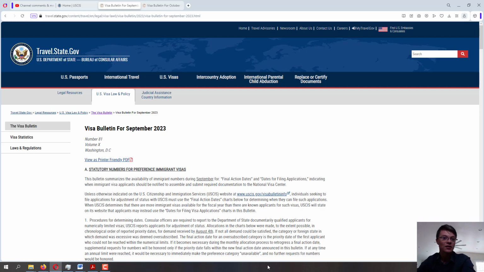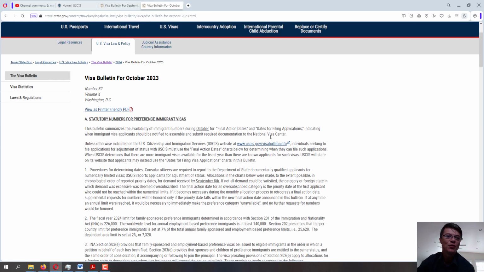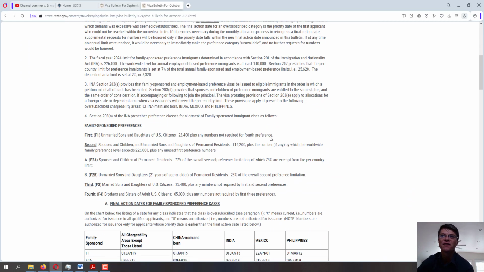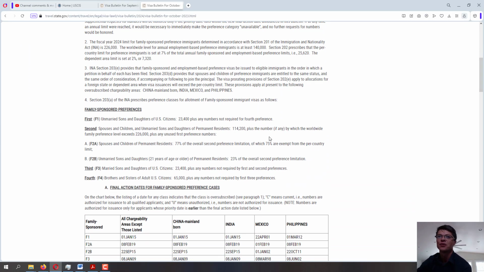So let's start with the comparison. I have the October 2023 bulletin pulled up here. I have September 2023 pulled up here. So let me briefly explain. If you are in one of the four family sponsor preference categories, F1, F2, F3, F4, you are dealing with the immigration visa backlog. So an I-130 has been filed by the petitioner. You are the petitioner or the beneficiary, and to know approximately how long you will be waiting for the availability of the immigrant visa, you are looking at the visa bulletin.